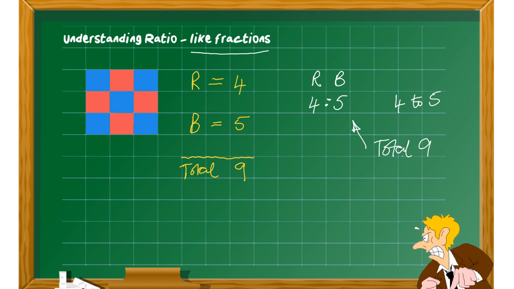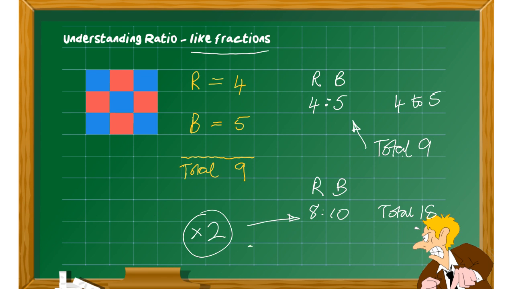And one reason it is very like fractions is that we can multiply up. If you imagine we have equivalent fractions where you multiply the top and the bottom by the same. So we could have a ratio of 8 to 10. The total is 18. And that would be the same thing. We would have 8 red squares and 10 blue squares. And we have just multiplied each of these by 2. And that means we also have double the number of squares in total. So the total is doubled.